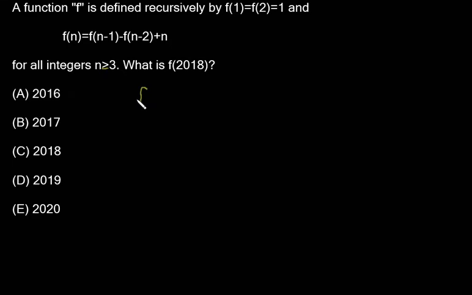So f of 1 is equal to 1, f of 2 is also equal to 1. And so let's start with 3 now. When we have 3, it's f of 2 minus f of 1, because 3 minus 1 is 2 and 3 minus 2 is 1. So f of 2 minus f of 1, which is 1 minus 1, is 0, plus n, in other words plus 3, is 3. So f of 3 is equal to 3.